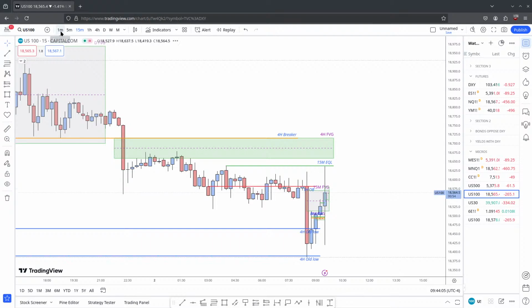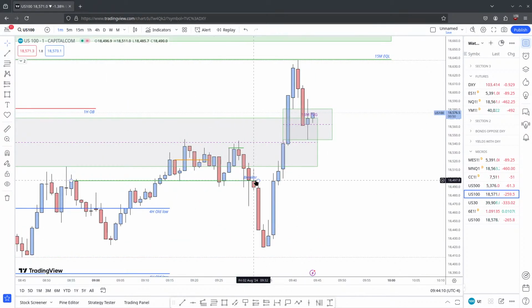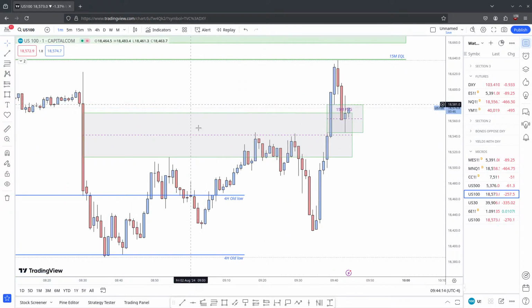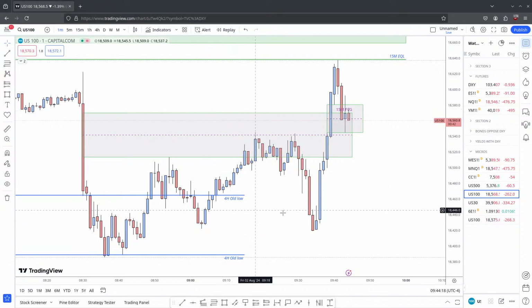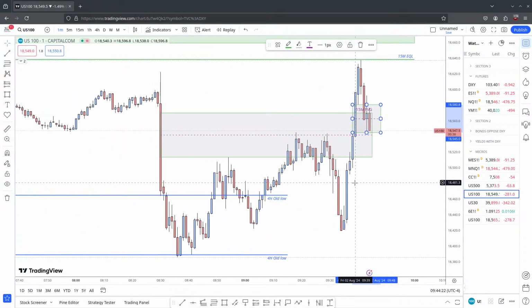Look at that fair value gap to push it up higher. We can get rid of all this stuff now. We don't have to look at all this. Get rid of this. Get rid of that 1 hour order block. This is still, we can keep that in here still. Look at this to send it off higher.